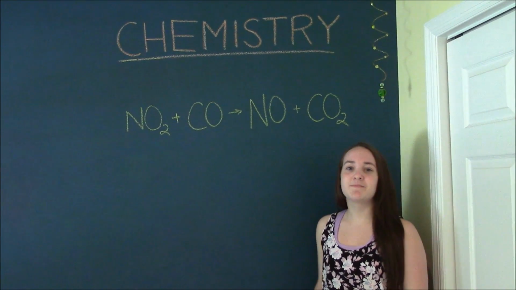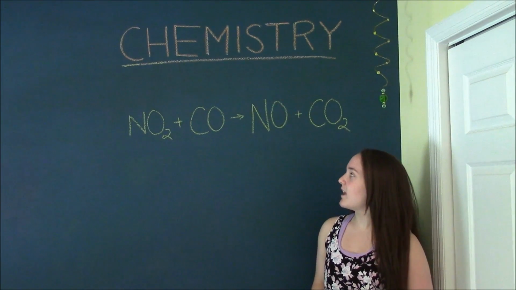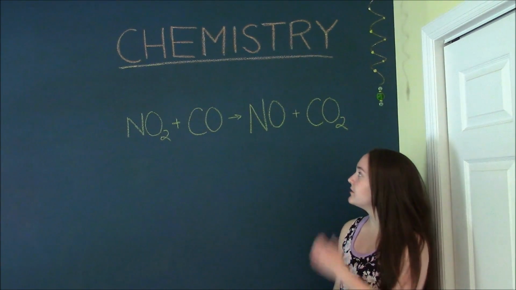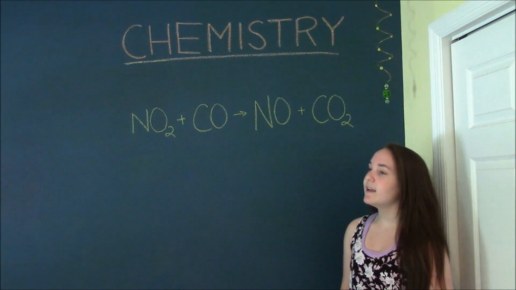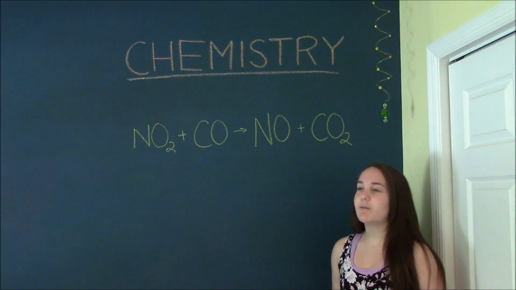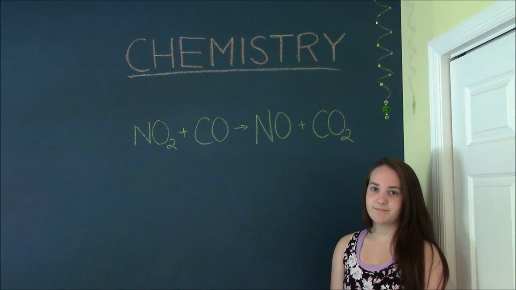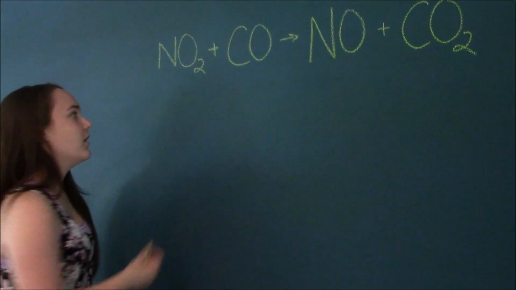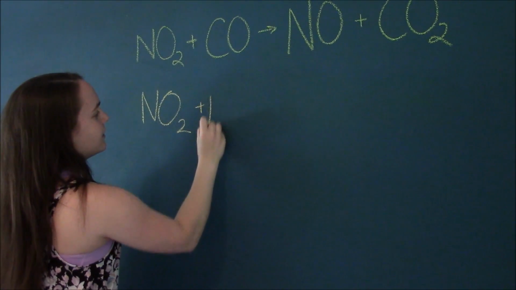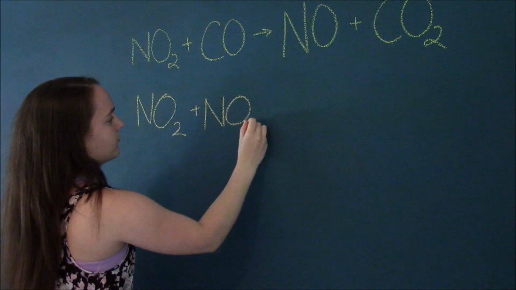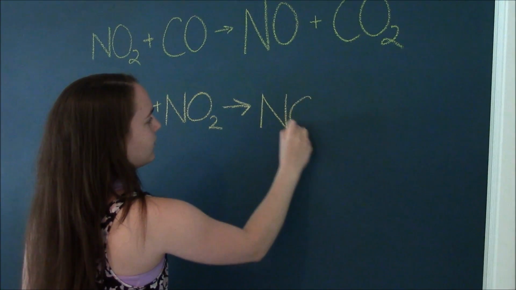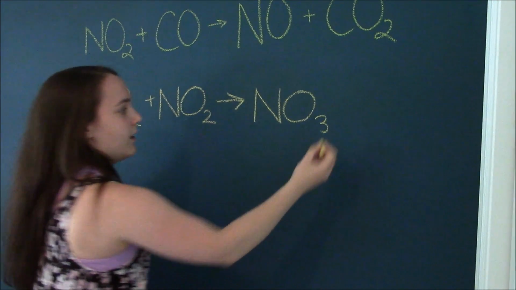Consider the reaction. In this reaction, nitrogen dioxide and carbon monoxide do not immediately come together in order to form nitrogen monoxide and carbon dioxide. Instead, a series of smaller reactions come together or add up in order to form the larger reaction. Reaction mechanisms for the overall reaction are NO2 plus NO2 yields NO3 plus NO.